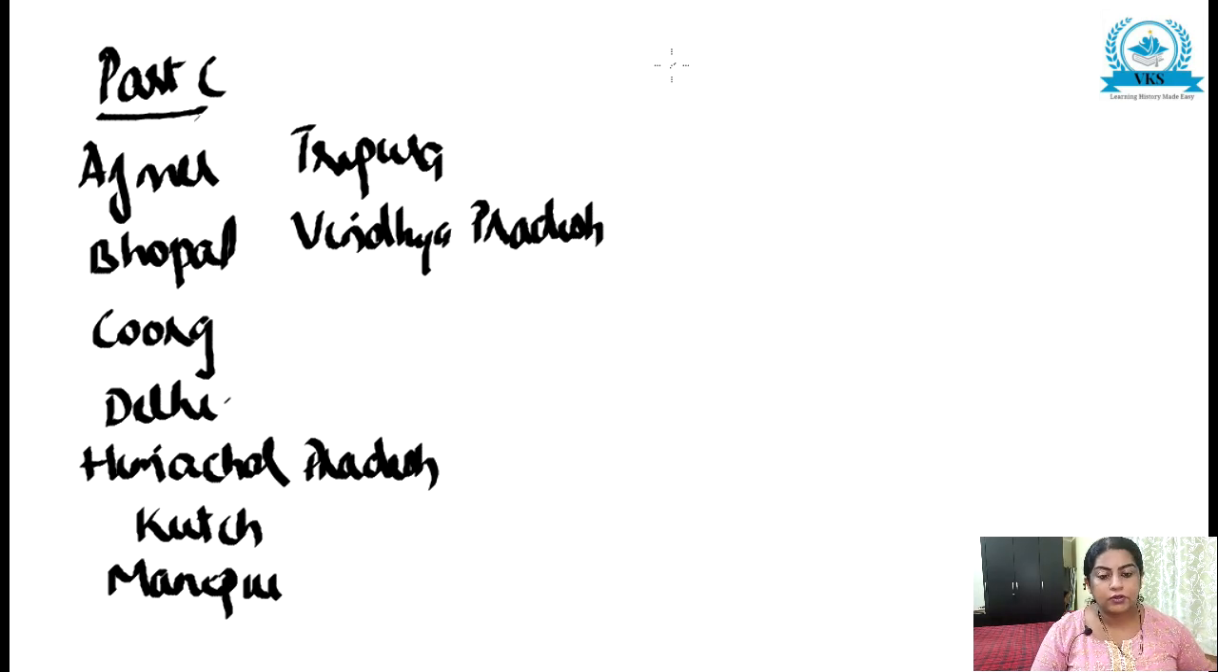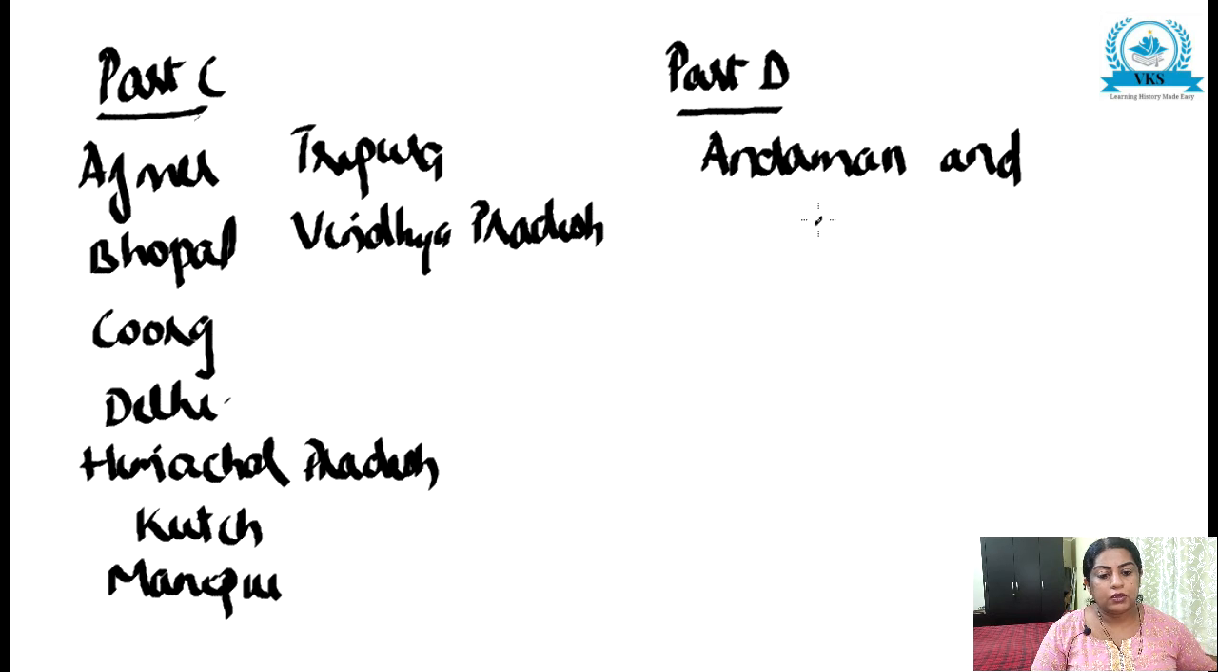Now the last division was part D states. Part D consisted of Andaman and Nicobar Islands. Nicobar Islands were included in the part D states.